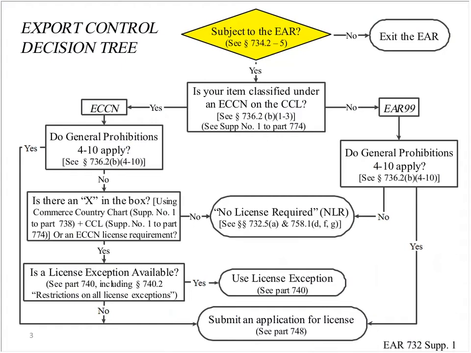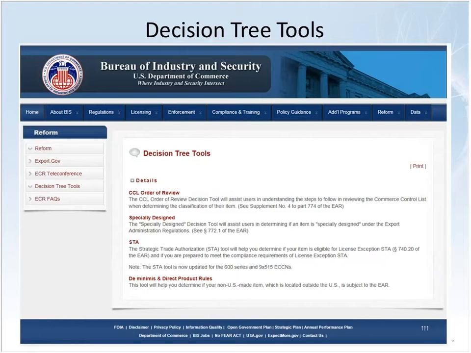This flowchart is in the regulations. It appears as supplement number 1 to Part 732, and it's very useful for walking yourself through the steps you need to follow to answer the question, do I need an export license? And it also is helpful because it includes those part and section references that are pertinent to each step. We're not going to be able to go in detail today into each of those steps, but you'll be able to find in the regulations more information about them.